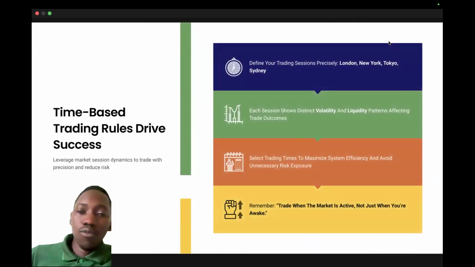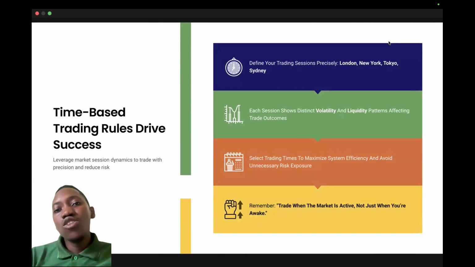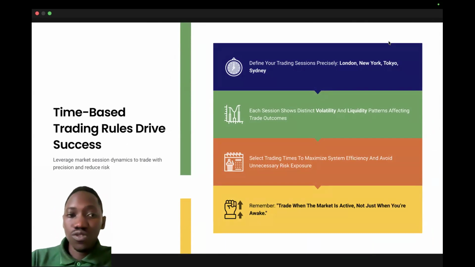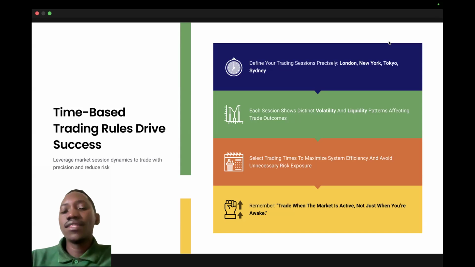Now, some of those rules are not defined for you, so here is what you look out for to create those rules. Number one, you can create rules that are time-based. These are rules focusing on the trading rules that drive success, the time-based trading rules that drive success. Sometimes they can be based on the session. That is, I only trade in this time.